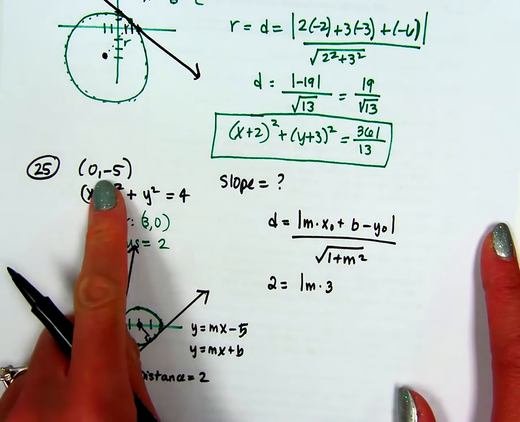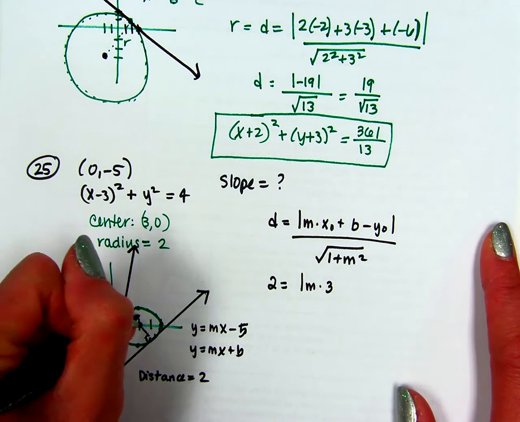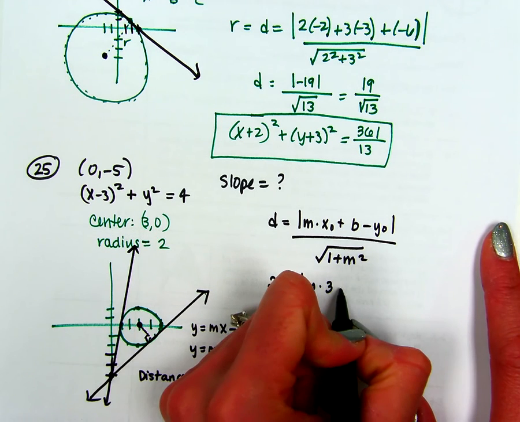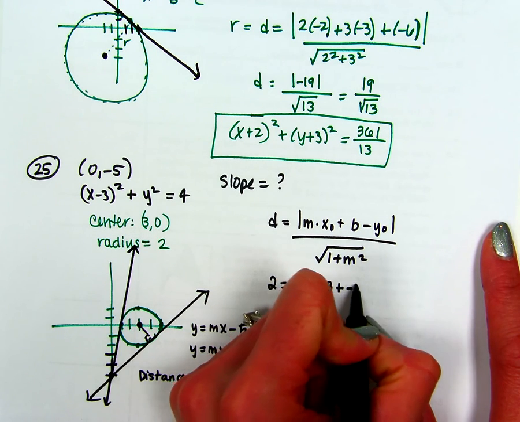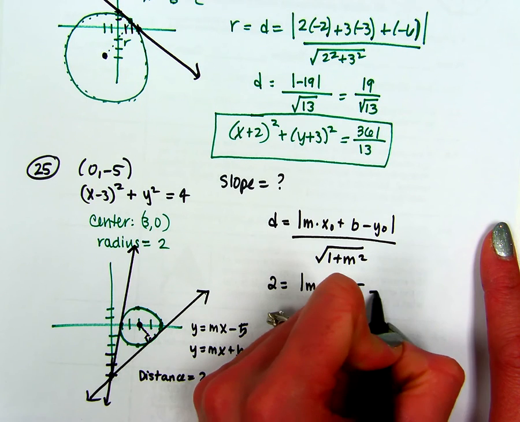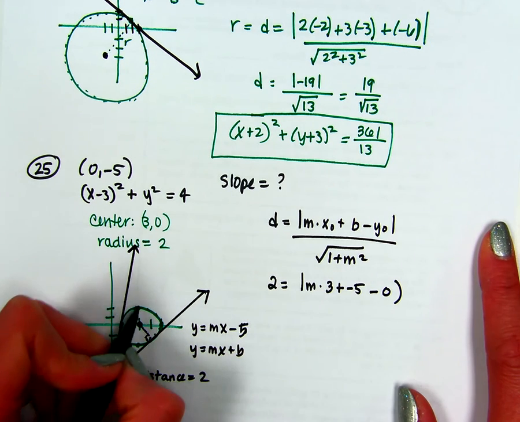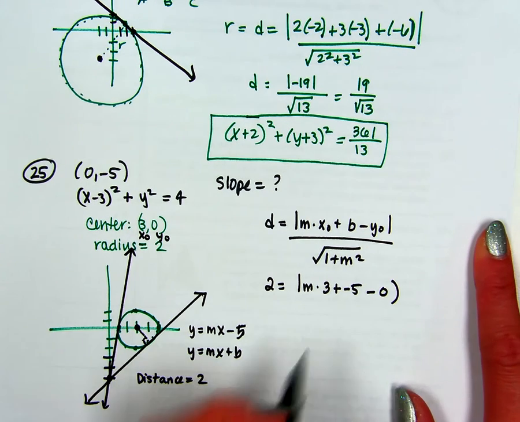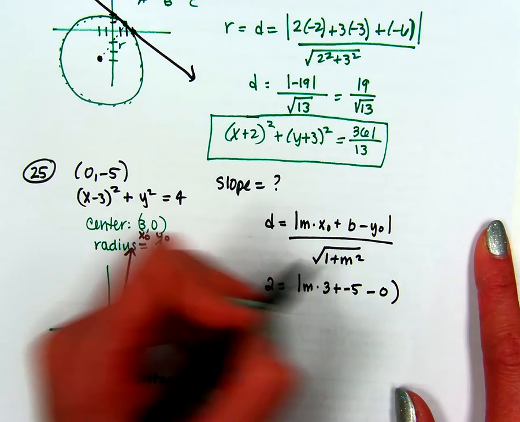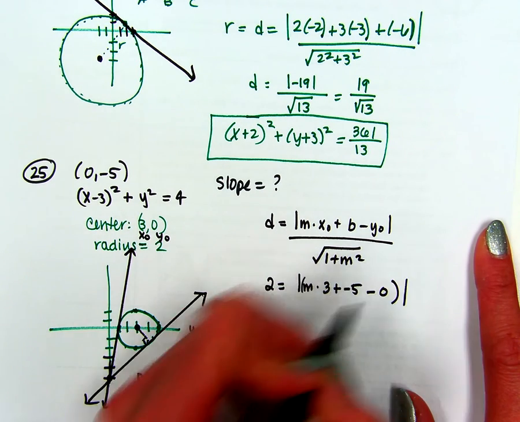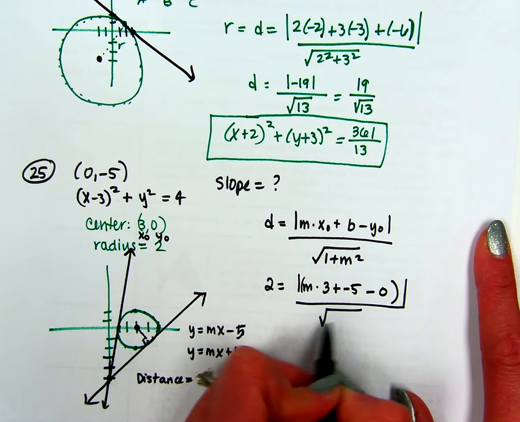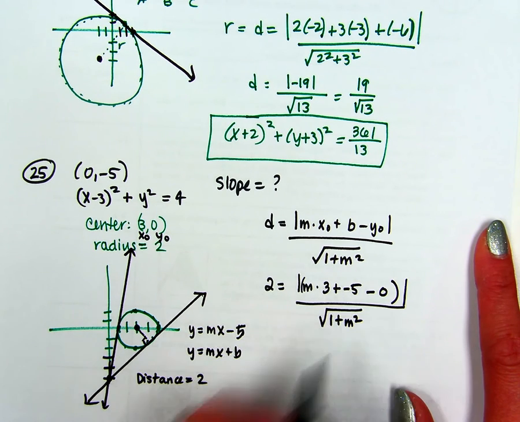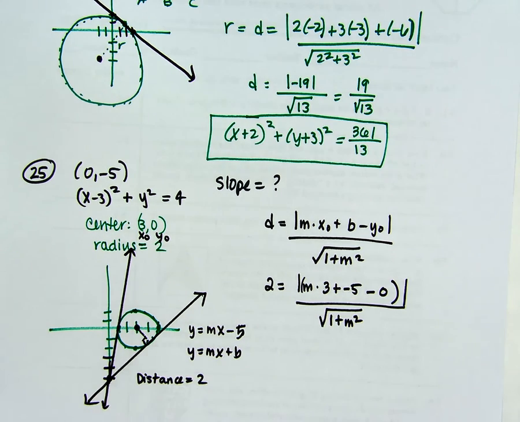I was trying to make sure we weren't using this point, so this is 3, 0. Plus my b is negative 5. And right, we're using, this is my x sub 0, y sub 0. All right, so that's everything I know, and I'm going to take the absolute value of all of that, over the square root of 1 plus m squared. All right, so it's different because we have to solve for m, right?